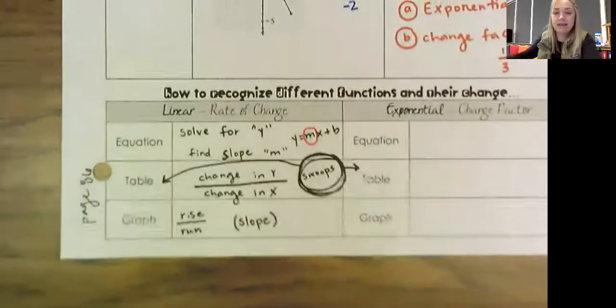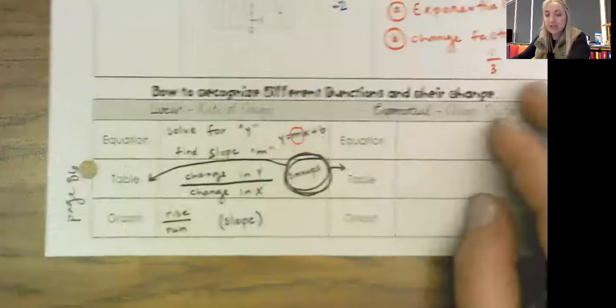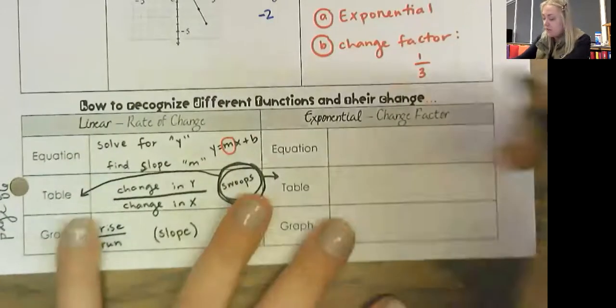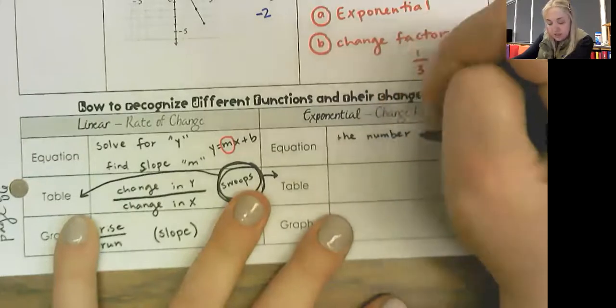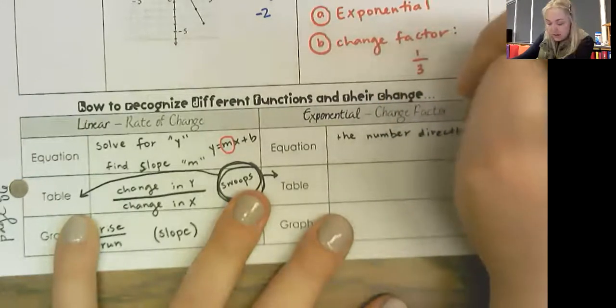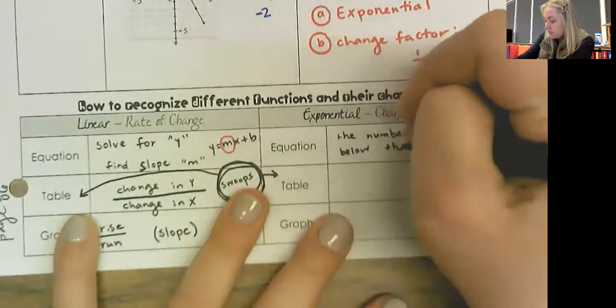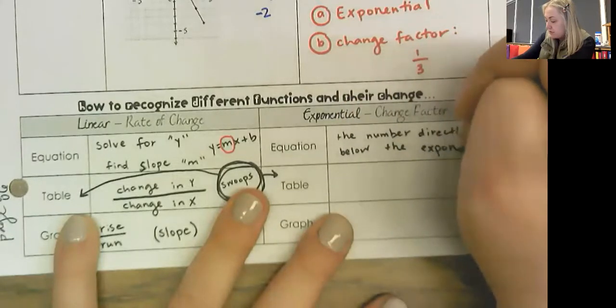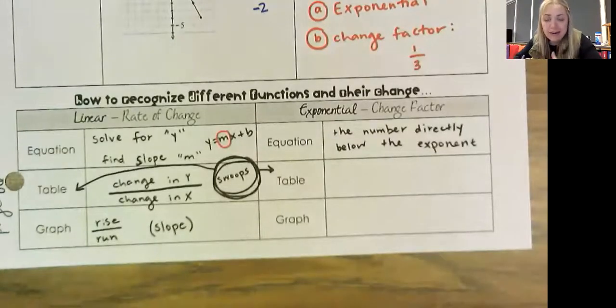All right, let's look at your exponential side. When you have an equation and it's exponential, well, you're just looking for the number directly below the exponent. Whatever number is directly below the exponent, that x up there, that is going to be your change factor.